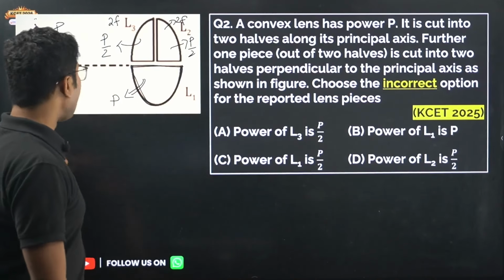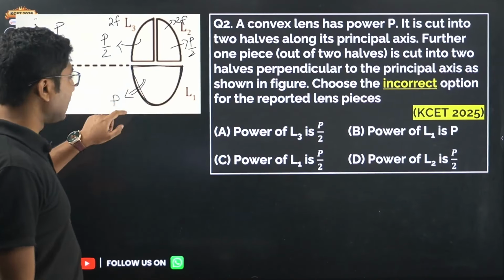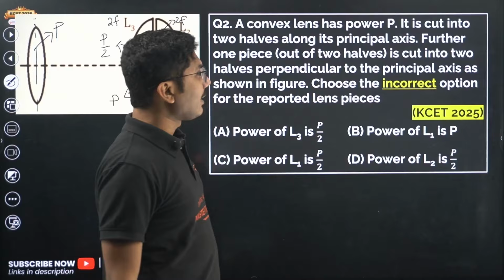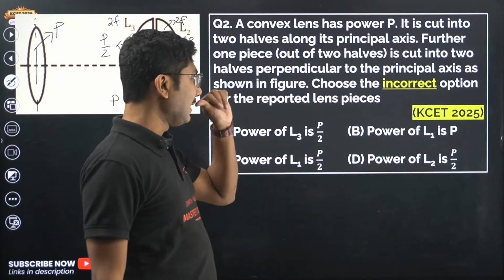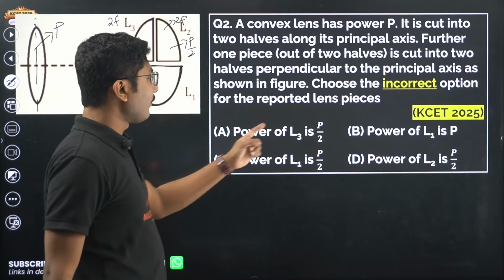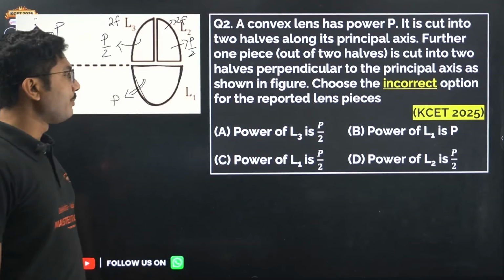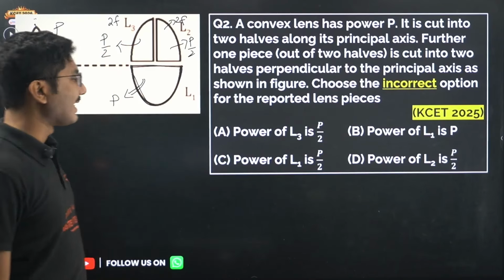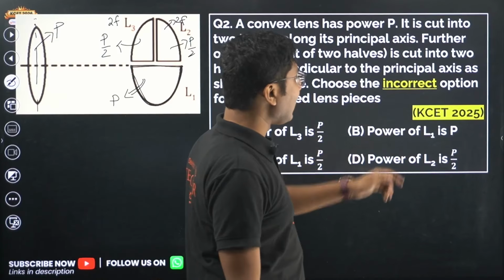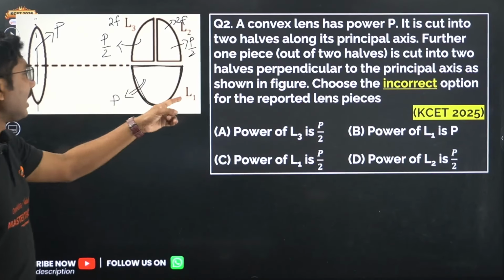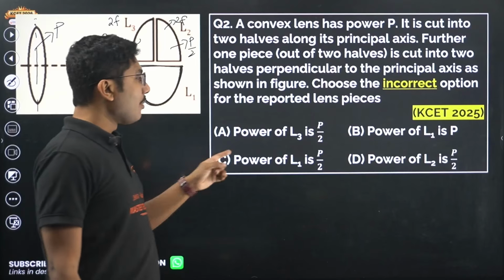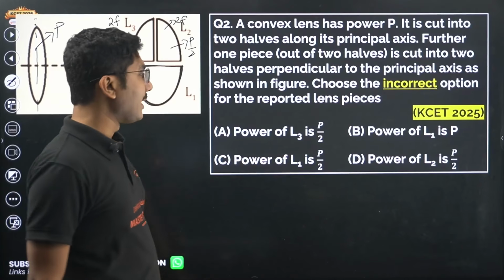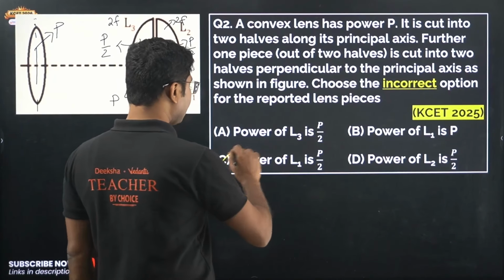Okay, so now what is the question? Let's check. Choose the correct option for the reported lens pieces. Power of lens L3 equals P by 2, correct statement. Power of L1 equals P, correct statement. Power of L1 equals P by 2, obviously not correct. So this is an incorrect statement.